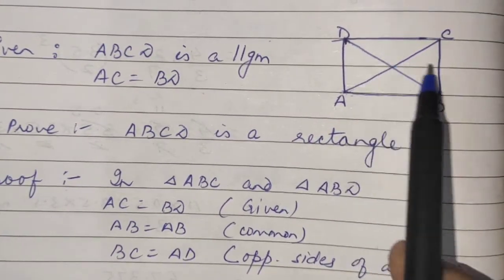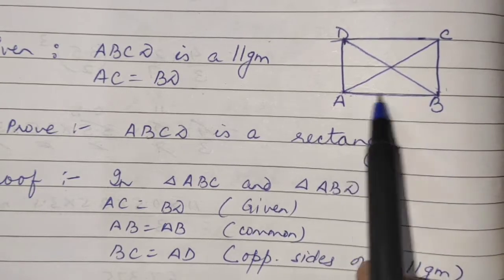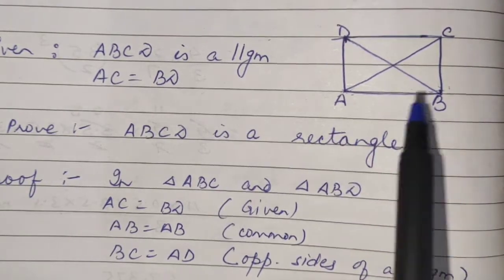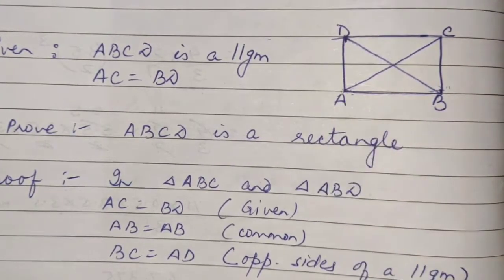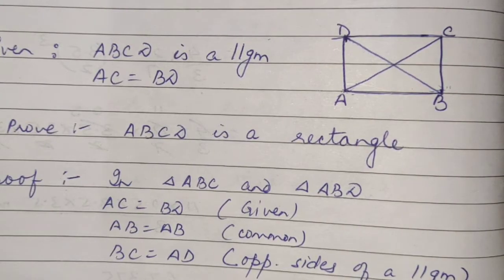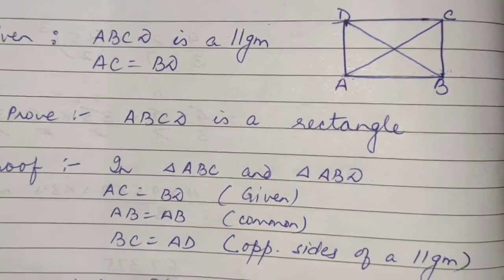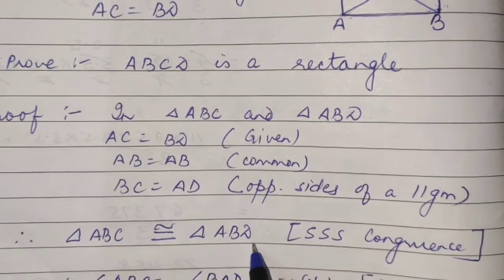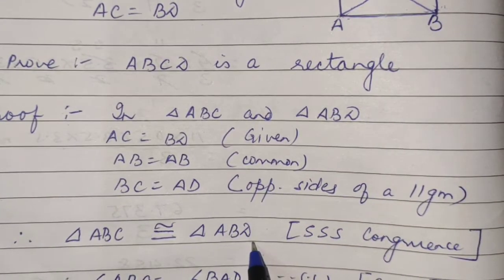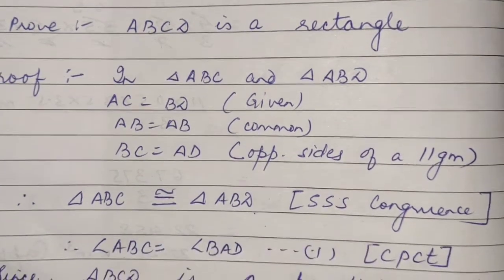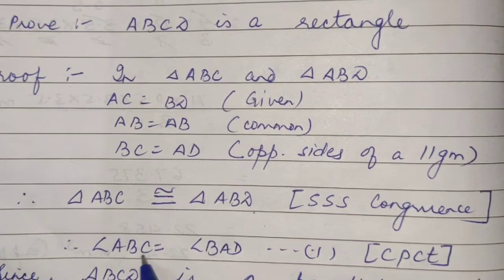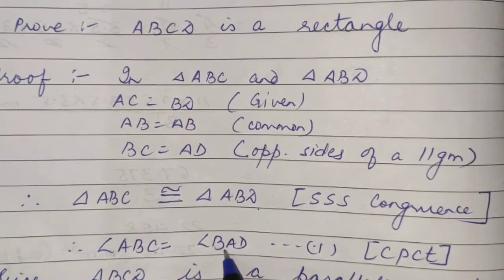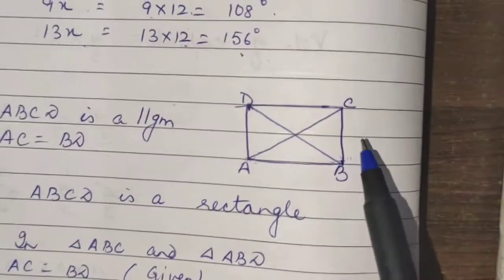That AC equals BD, given. AB equals AB, common. And BC is equal to AD, which are the opposite sides of a parallelogram. We know that opposite sides of a parallelogram are equal. Therefore, the two triangles are congruent by SSS congruency rule. Now, if the two triangles are congruent, then angle ABC will be equal to angle BAD by CPCT.